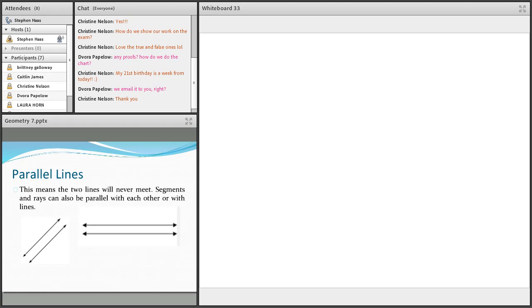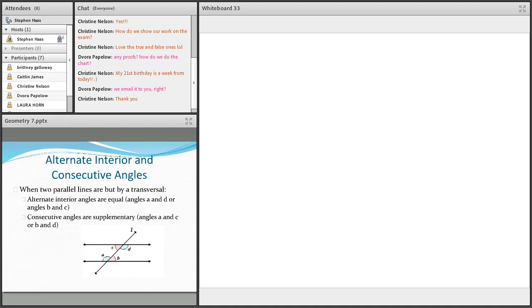A ray, as you'll recall, is something that ends in one direction and goes forever in the other direction, and a segment has two endpoints. Segments can be parallel to each other, rays can be parallel to each other, lines can be parallel to each other, lines can be parallel to segments, rays can be parallel to segments. Essentially anything that is like a line can be parallel to something else that is also like a line. Parallel simply means that if you would extend either one or both of them forever in both directions, they would still never meet.